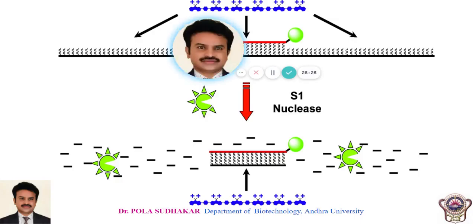S1 nuclease enzyme is a monomeric protein with 38,000 Dalton molecular weight. It requires zinc 2 plus for its activity and is relatively stable against denaturing reagents such as urea, SDS, and formamide. The optimum pH requirement lies between 4 to 4.5 for S1 nuclease enzyme.